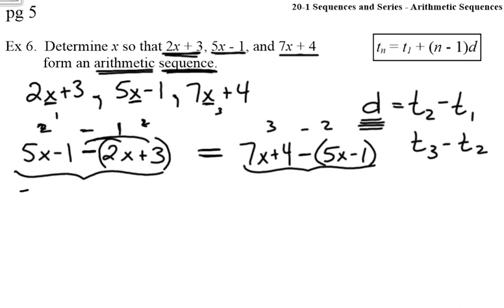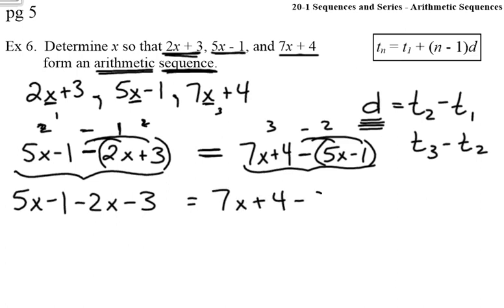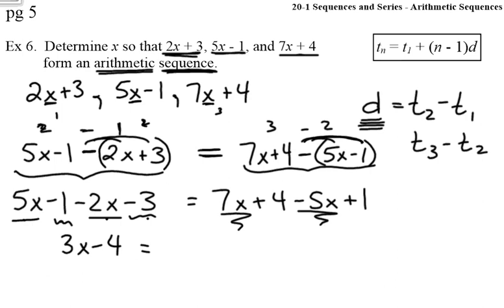Get rid of brackets. Distribute the negative: 5x minus 1 minus 2x minus 3. Distribute the negative over here: 7x plus 4 minus 5x plus 1, because it's a negative times a negative. Now I can combine like terms on each side of my equation. 5x and negative 2x is 3x. Negative 1 and negative 3 is negative 4. 7x and negative 5x is 2x. And positive 4 and positive 1 is positive 5.